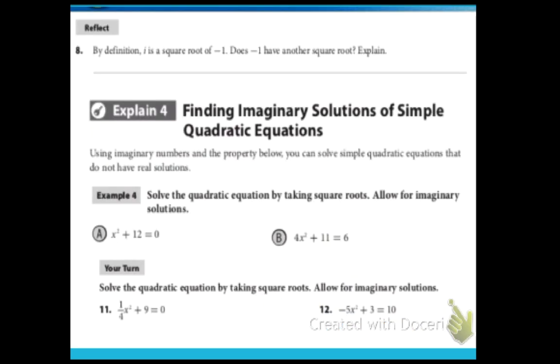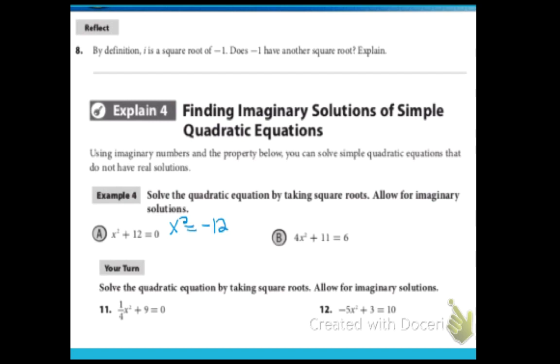Okay, so we're going to go ahead and take what we just learned about imaginary numbers, and we're going to put that into practice to solve some of these equations that ask us to take negative square roots. So for instance, in example A, x squared plus 12 is equal to 0. So as I bring that constant term to the other side, it ends up making that positive 12 now negative 12 on the other side.